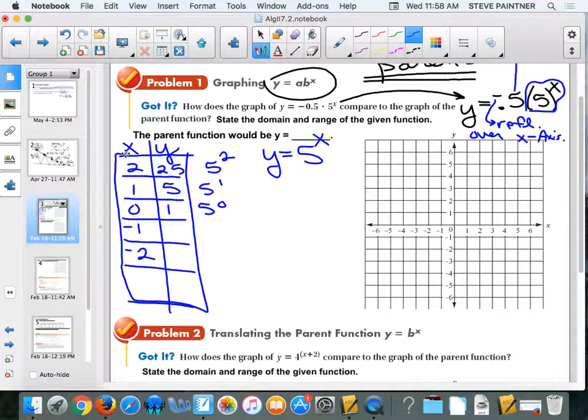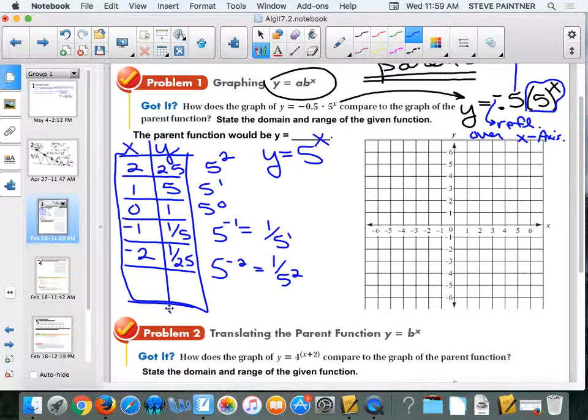On the back side, negatives get a little tougher, but really, there's a pattern. What's 5 to the -1? 1 over 5 to the first. 1 over 5, right? What's 5 to the -2? 1 over 5 squared, which is 1/25th. I'm not going to multiply them by the coefficient yet. I'll do that once I graph the parent.